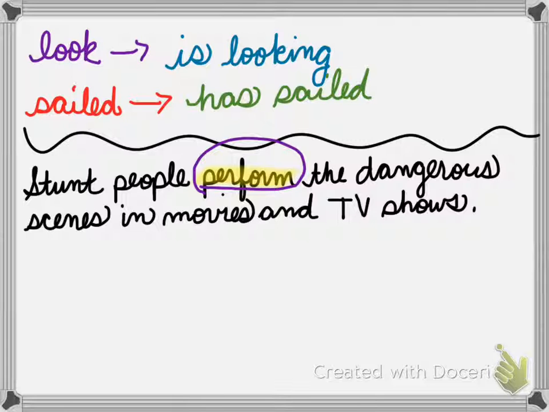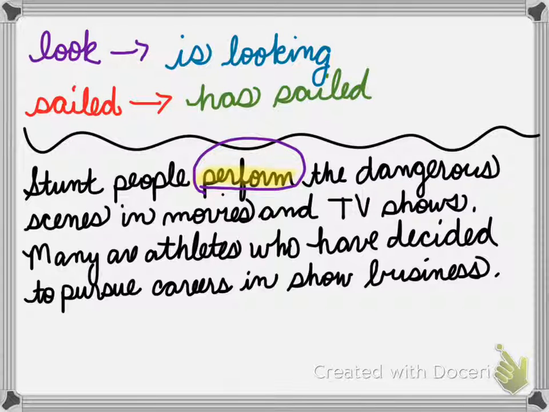Okay, follow along and look at the next sentence. Many are athletes who have decided to pursue careers in show business. So again, you want to identify your verb, which I'm going to highlight. Have decided. And since my verb ends in ed and I have a helping verb, that would be past participle.